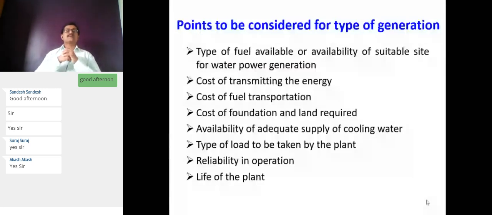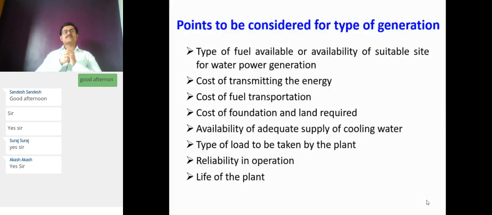Just now we have seen the type of fuel available, or the availability of a suitable site for water power generation. I should take this point into consideration at the very beginning. If I want to install a thermal power plant at this location, I should see whether an abundant quantity of coal is available for me, and whether the coal mines are very near the plant, so that the supply would be continuously available for the successful operation of the plant, and whether it will be available at a cheaper rate.